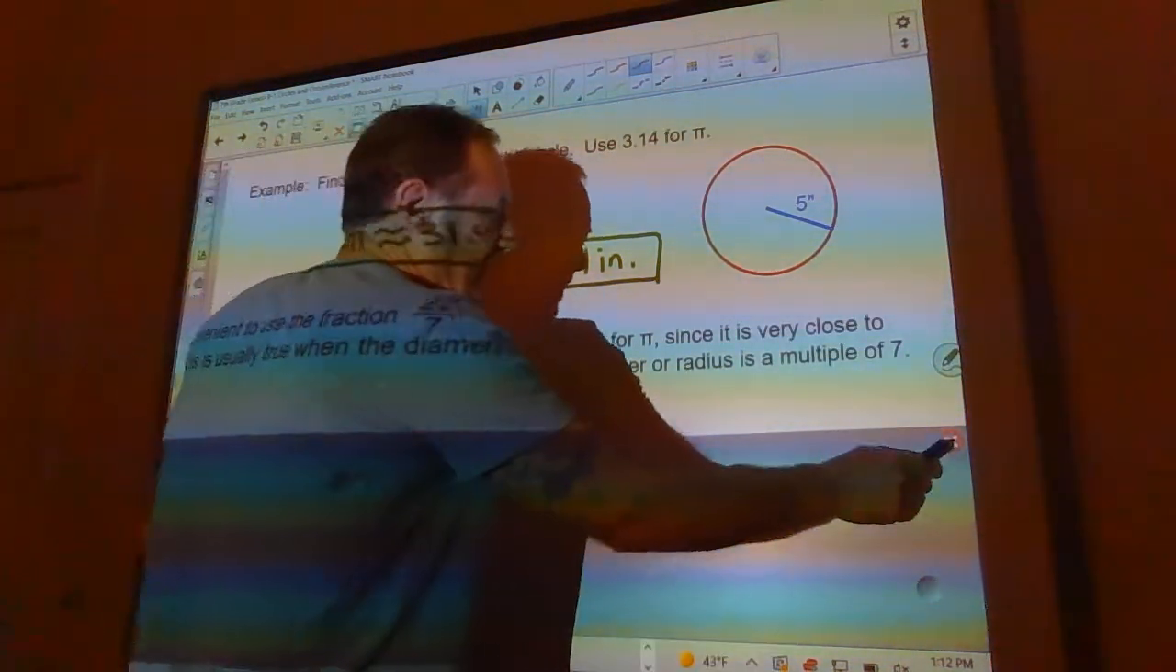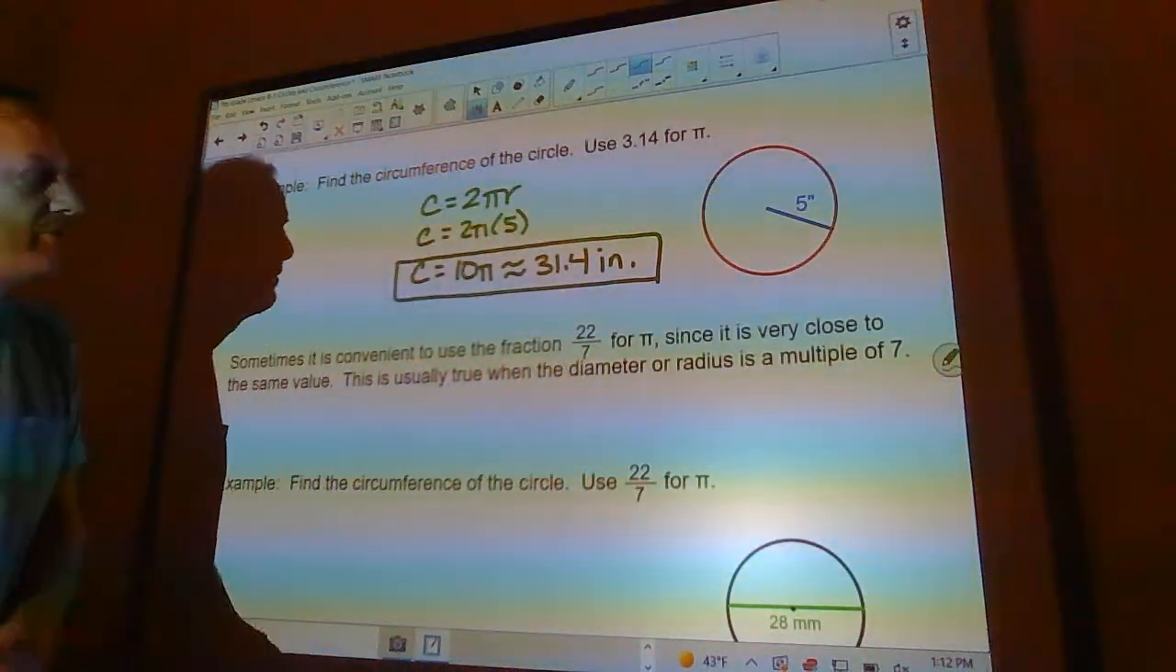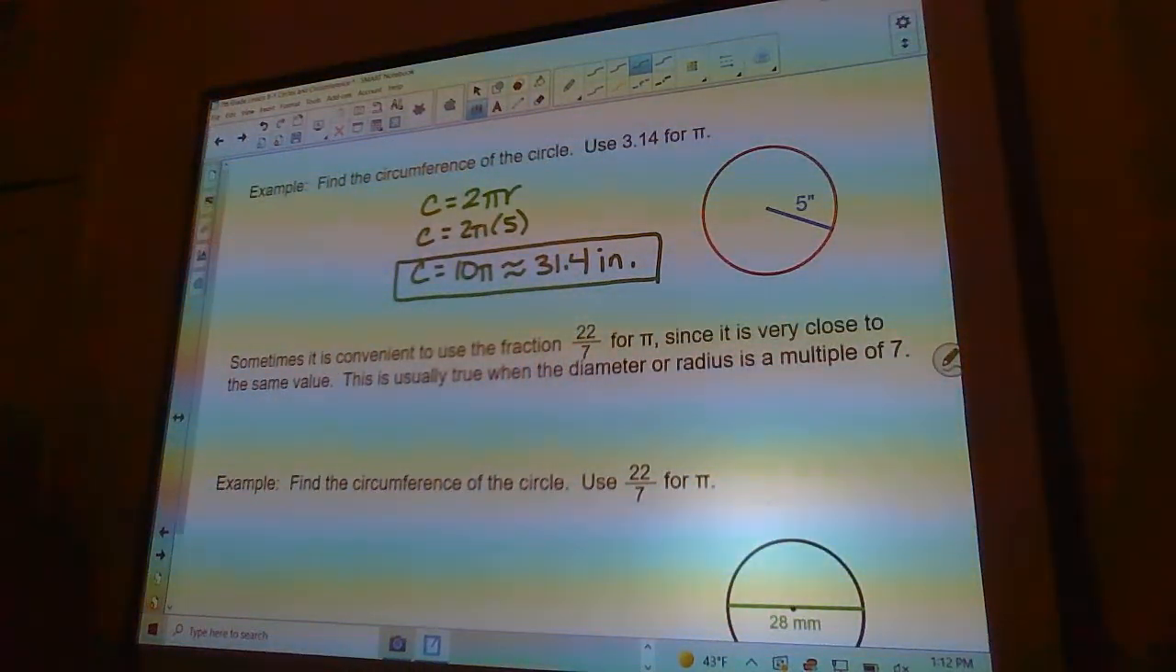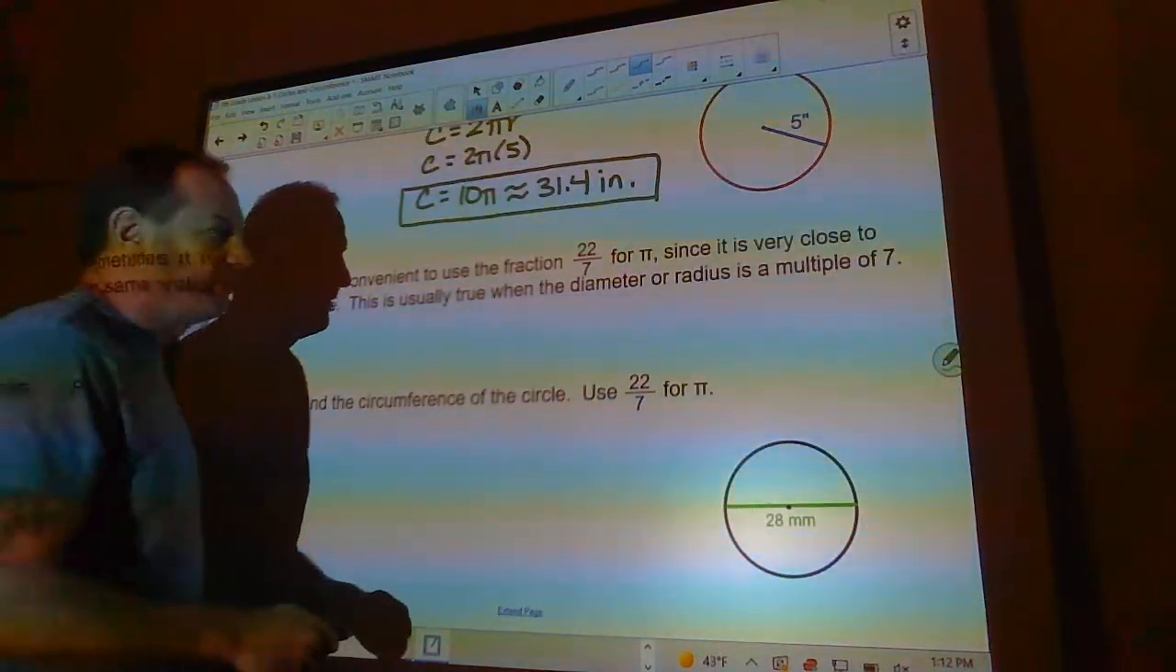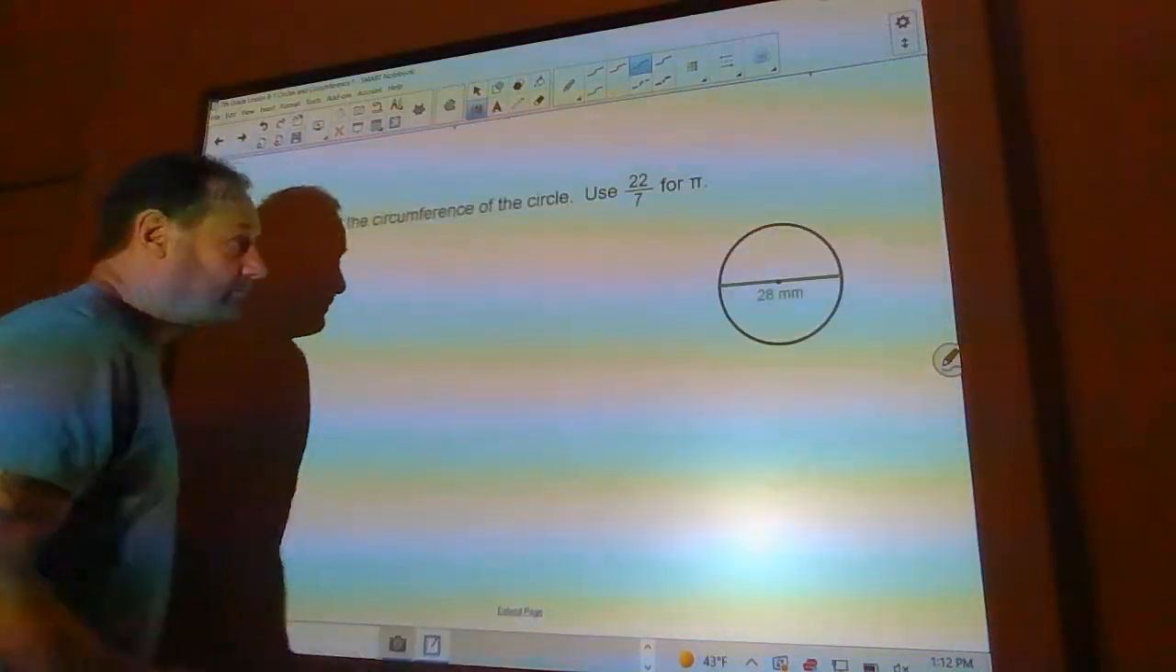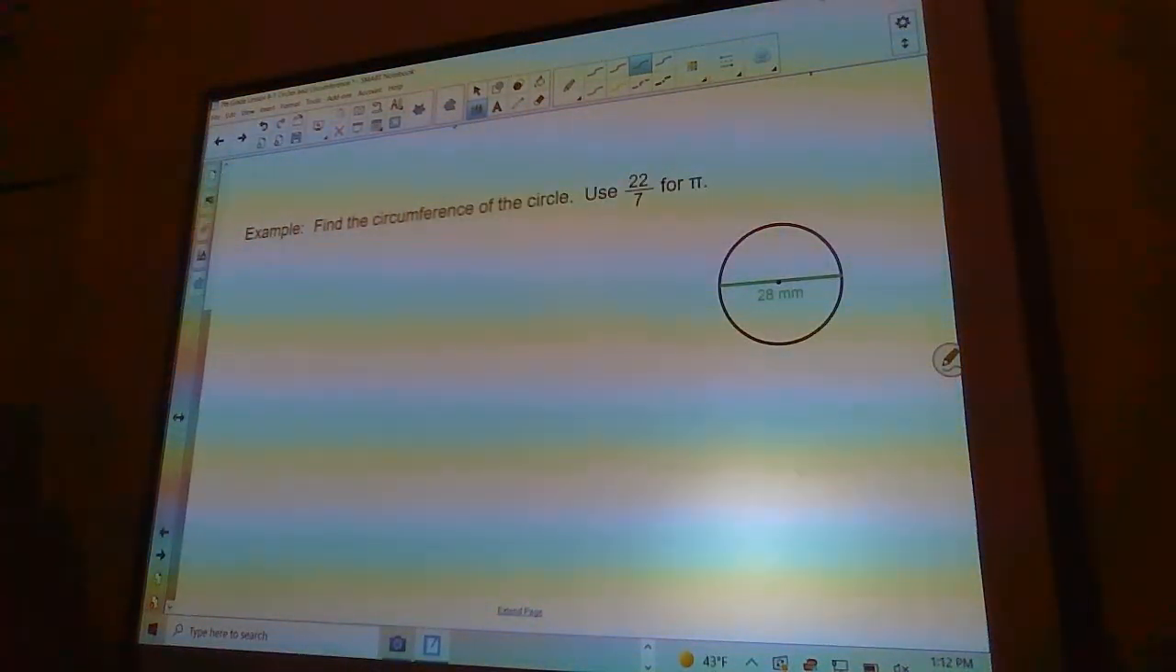Like I said, it's often convenient to use the fraction 22 over 7 for pi, since it's very close to that value. And we usually use that when the radius is a multiple of 7. So, find the circumference of the circle and use 22 over 7 for pi.